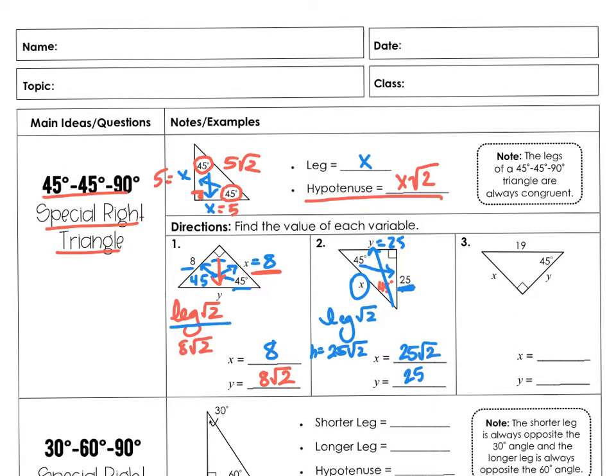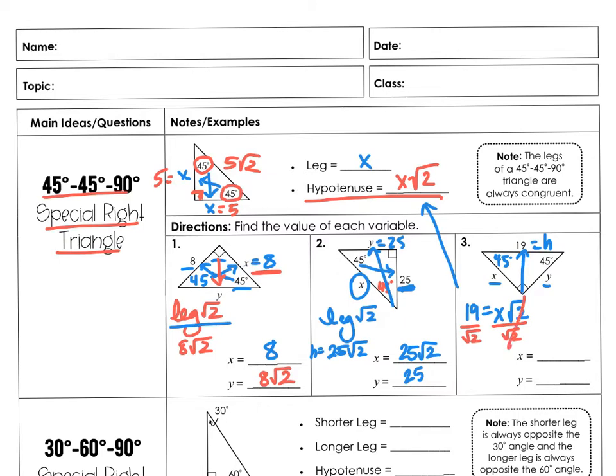Now, number 3 works a little differently. We know that this is 45 degrees, and we know that these 2 are going to be the same. However, it doesn't give us either one. It gives us the hypotenuse. If we know the hypotenuse is 19, and we also know that the hypotenuse formula is x root 2, then we can find what x is from that formula. So if 19 equals x root 2 and we need to get x by itself, we have to divide by root 2.